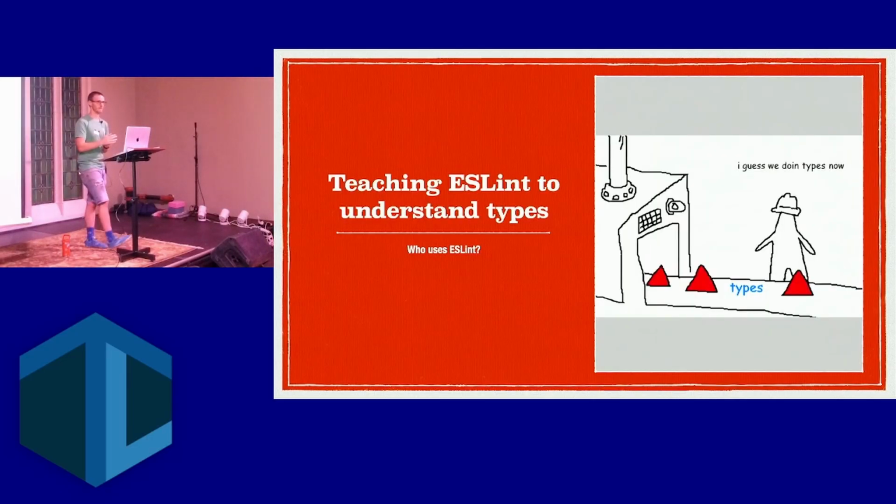So who here uses ESLint? Nice, all right. So ESLint is a static analysis tool, similar to what TypeScript's doing, but it can check other stuff, more advanced stuff. In this case, it's type-aware ESLint, so it can actually take type information and give you some more advanced static analysis on top of that.